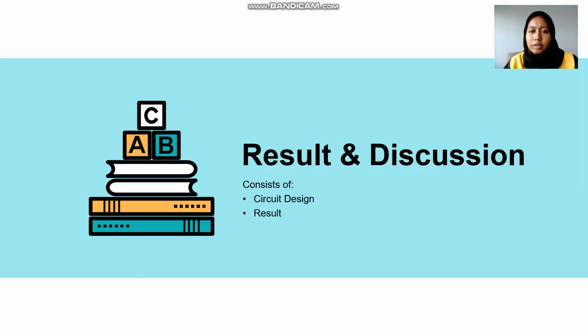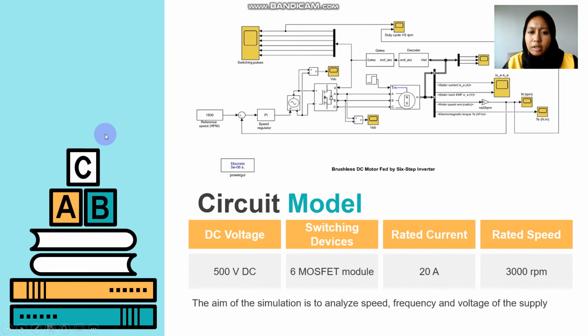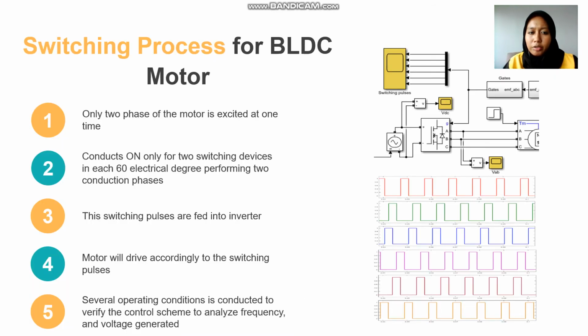The result and discussion. These are the simulations done using MATLAB in controlling different speeds of the BLDC motor. We are using a 500 V DC voltage with a 6 MOSFET module, 20 ampere, with a rated speed of 3000 RPM. So these are the switching pulses obtained from the simulation.